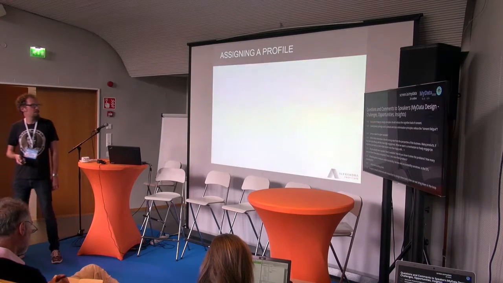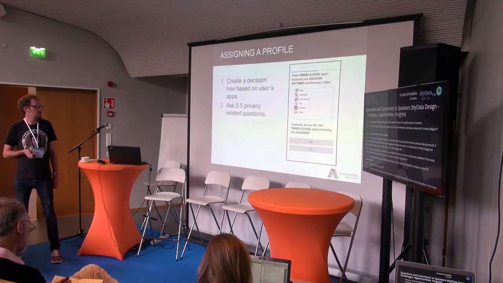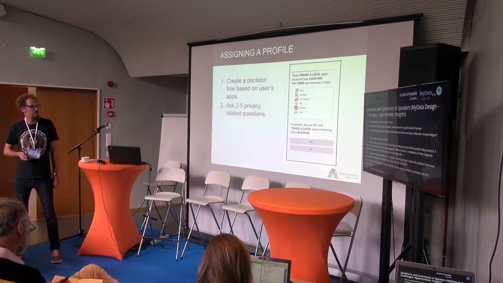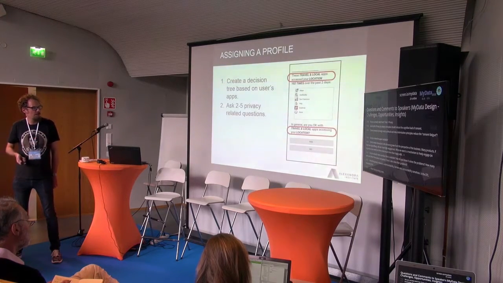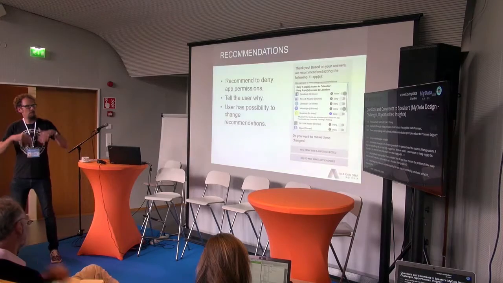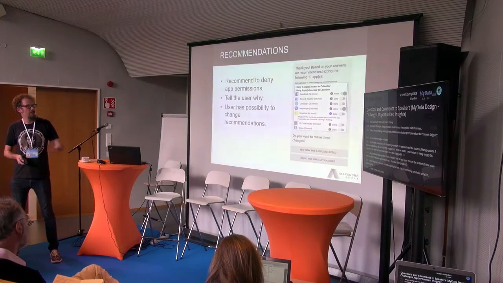So the next step is to assign the user to a profile. So basically we create a decision tree based on what the user actually has installed. Then we ask 2 to 5 privacy related questions that are based on the user's actual phone and the stuff installed. So we ask, are you okay with these travel and local apps accessing your location? We show some apps. And we also have a frequency. When the user has answered 2 to 5 of these questions and we're confident enough, we place them in a profile.